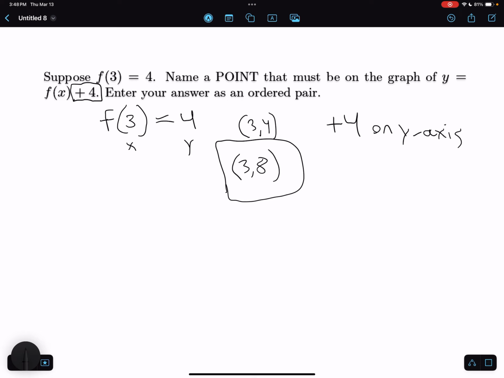So that's how you would solve that question on Algebra 1 and function transformations and function graphs and algebraic functions in Algebra 1.